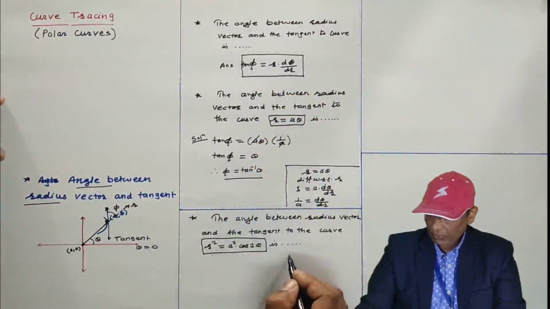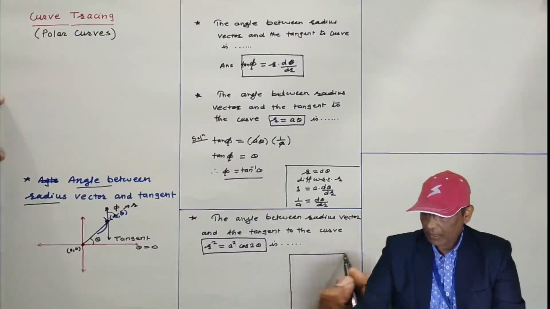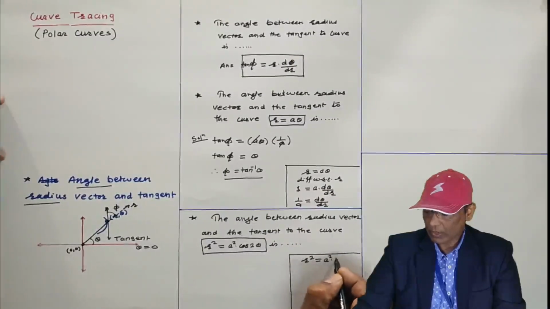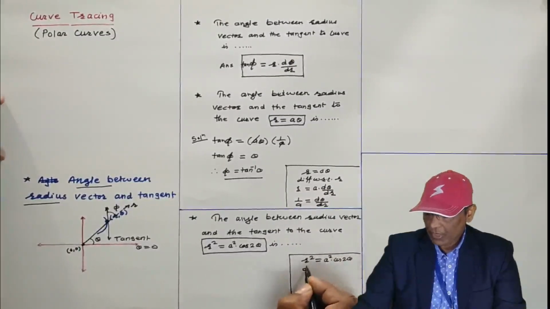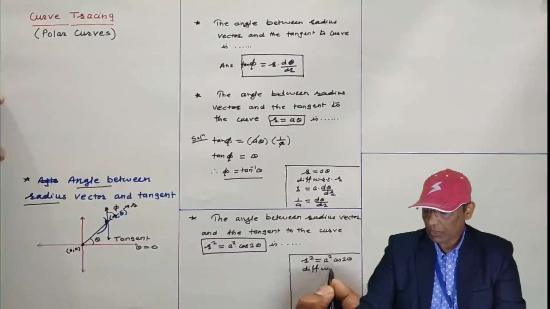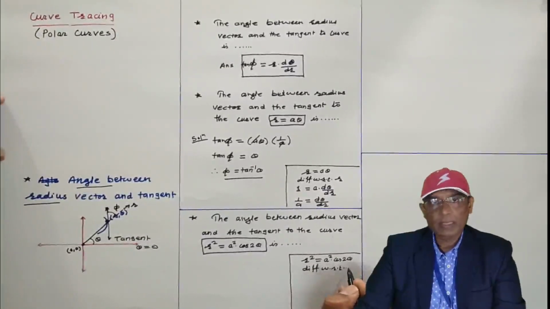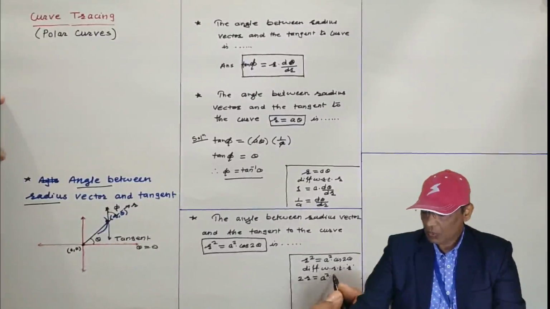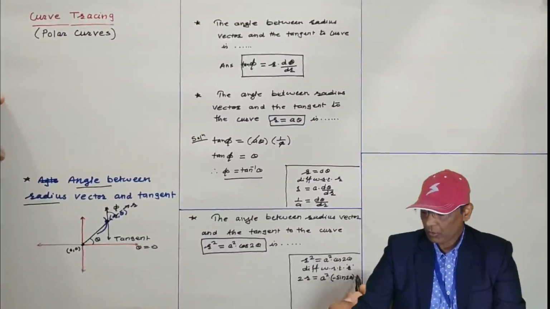The value of d theta by dr I am going to find out. r square equals a square cos 2 theta. Differentiate with respect to r so as to get the value of d theta by dr. The derivative of r square with respect to r is 2r. The derivative of cos 2 theta is minus sin 2 theta into 2, and the derivative of theta with respect to r is d theta by dr.